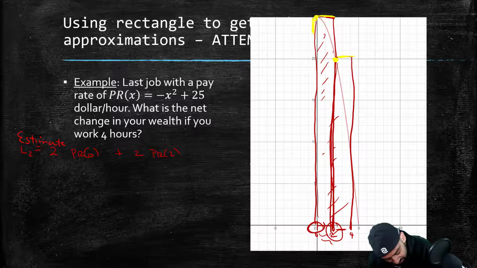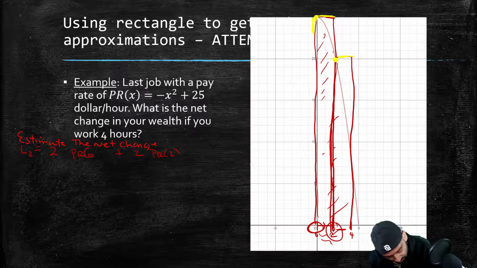It's going to estimate the amount of money. Estimate the amount. Let's use words we know. Estimate the net change. After all, that's what we're doing.